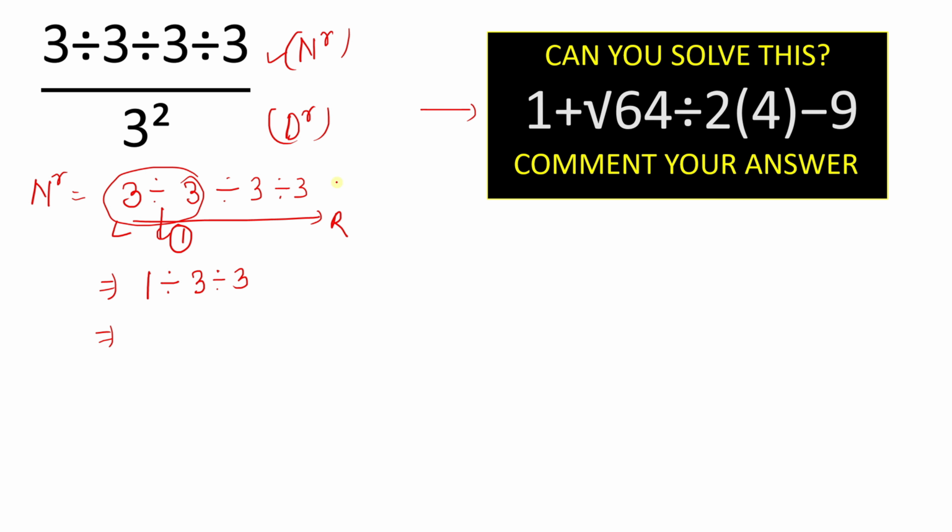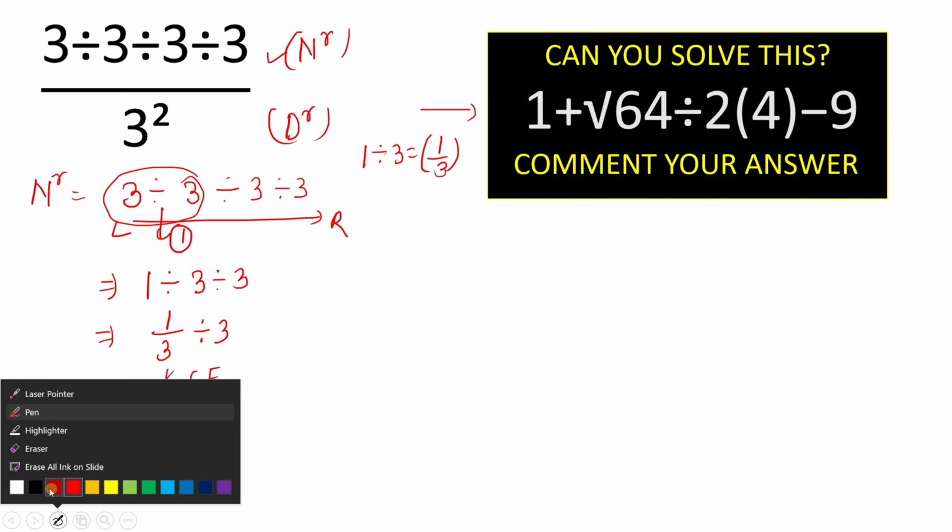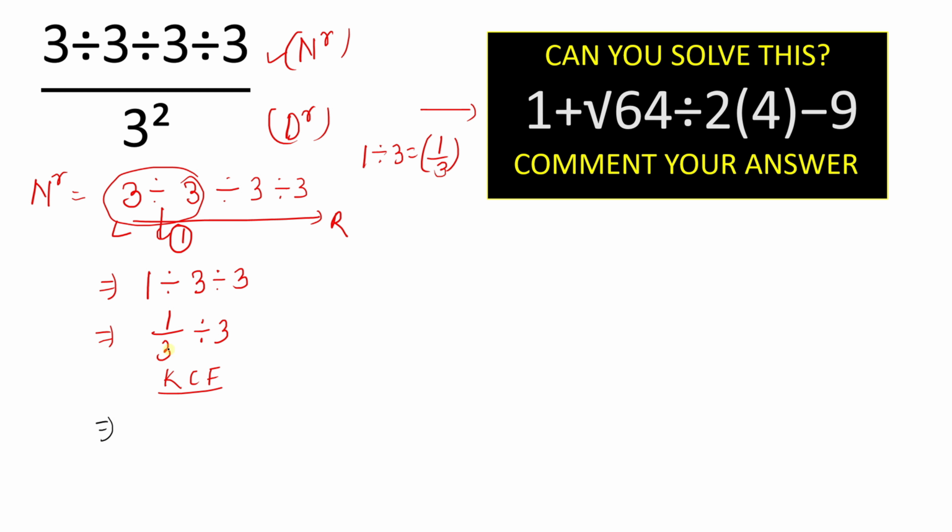Now 1 divided by 3 can be written as 1 by 3. So we will write 1 by 3 divided by 3. Now, as there are fractions, we will use KCF here. We keep this 1 by 3 as it is, and this division will be changed to multiplication. And this 3 will give 1 by 3, because this is nothing but 3 over denominator 1. And 3 times 3 will give result 9 here. So this is the value of the numerator.